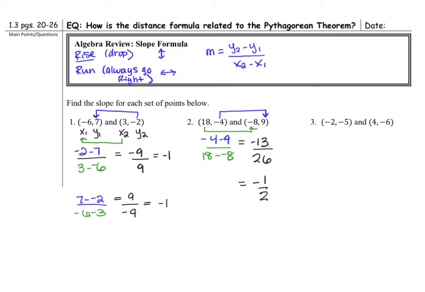Go ahead and pause the video. Do number 3 on your own to see if you can get it right independently. So make sure you have your y's on top. This would have been negative 5 minus negative 6. X's on bottom would be negative 2 minus 4. And after simplifying all of that, your slope for number 3 should have been negative 1/6.